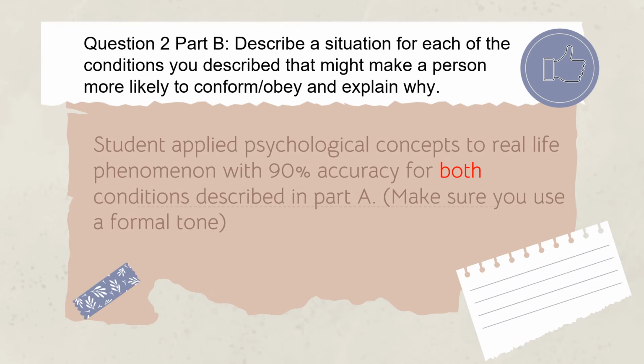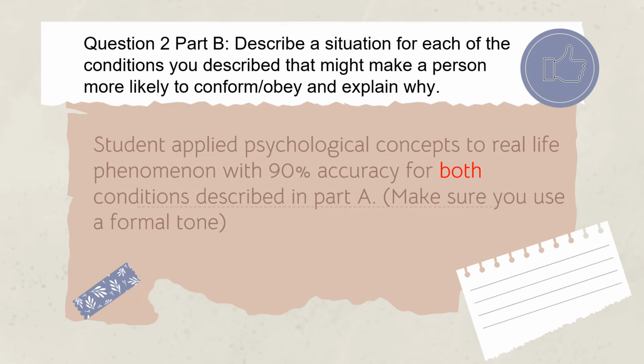So for the second part of question 2, you're going to describe a situation for each of the conditions that you described in part A when a person might be more likely to conform or obey, and explain why. So whatever conditions you picked for part A, you're now going to come up with scenarios that the person would be more likely to obey or conform. So you are showing me that you can take what you've read in the article and apply it to a real life scenario.